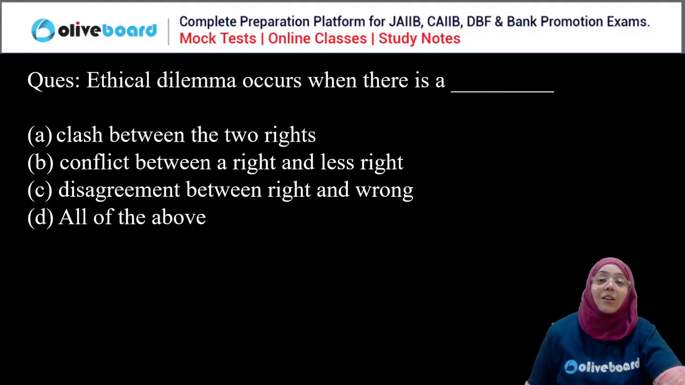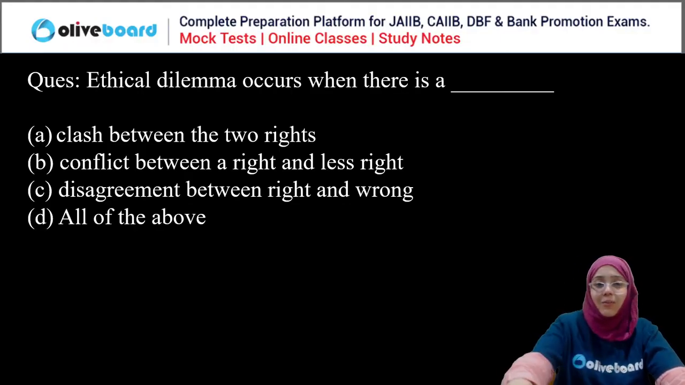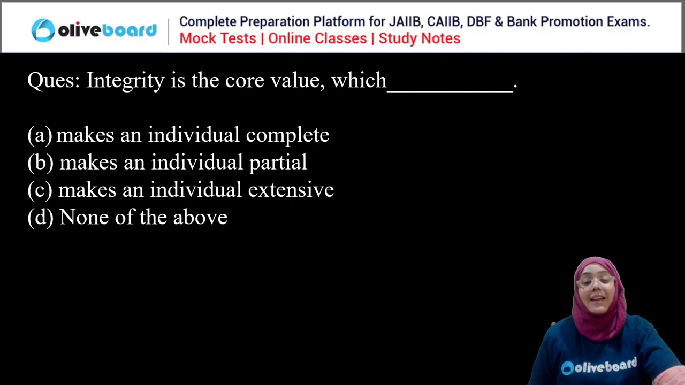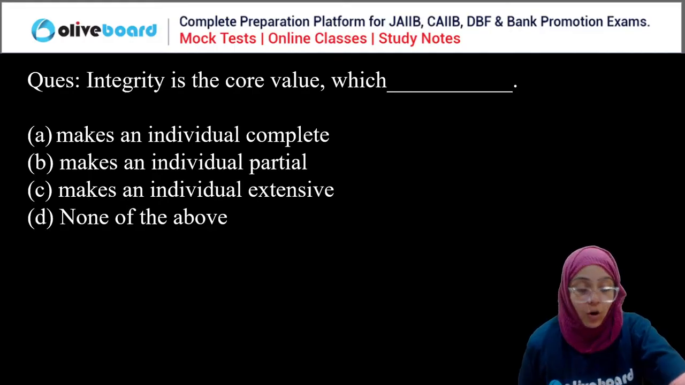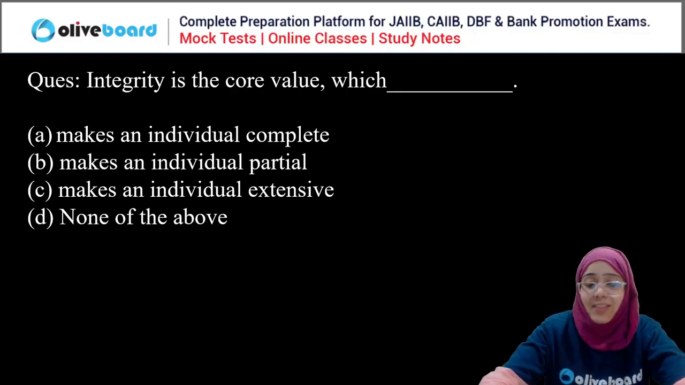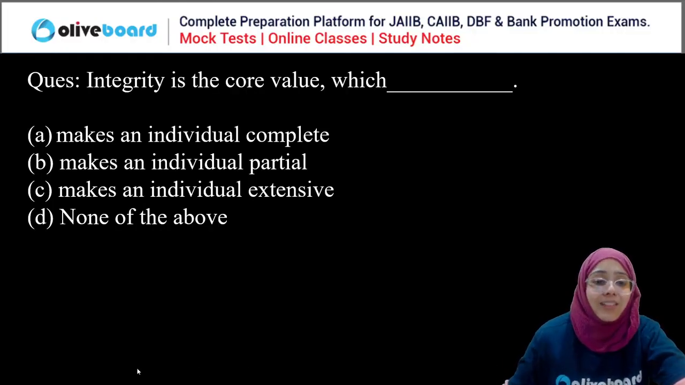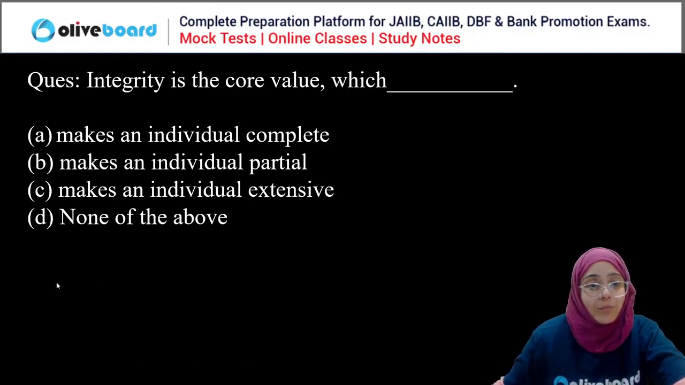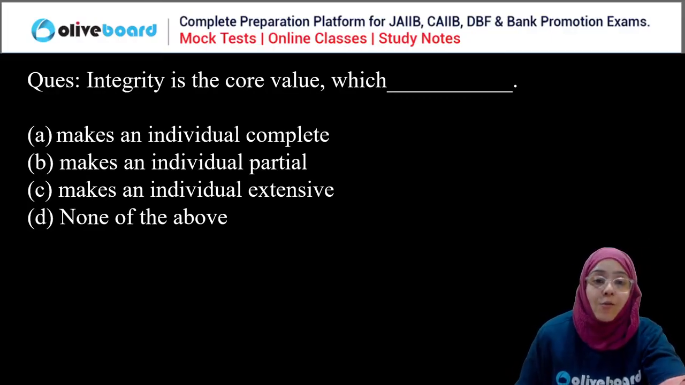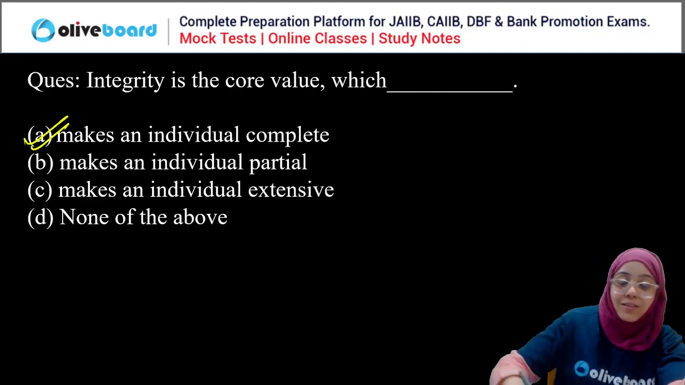Ethical dilemma occurs when there is a clash between, okay, this we have already discussed, right? Integrity is a core value which makes an individual complete, partial, extensive, or none of the above. Very easy. Ethics is actually very easy for all of you. So when we are talking about the correct answer, integrity is the core value which makes an individual complete. Obviously, that is the correct answer.